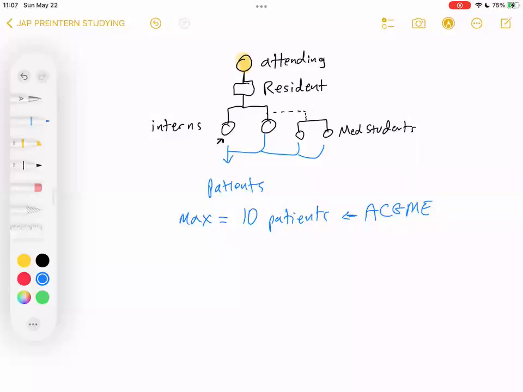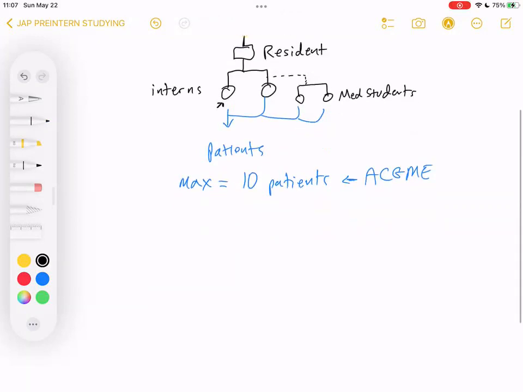Just to give you a little outline about what your responsibility is as an intern when you show up in the morning. What is your responsibility? How do you get sign out? How do you give sign out? These are important things on the inpatient rotations.